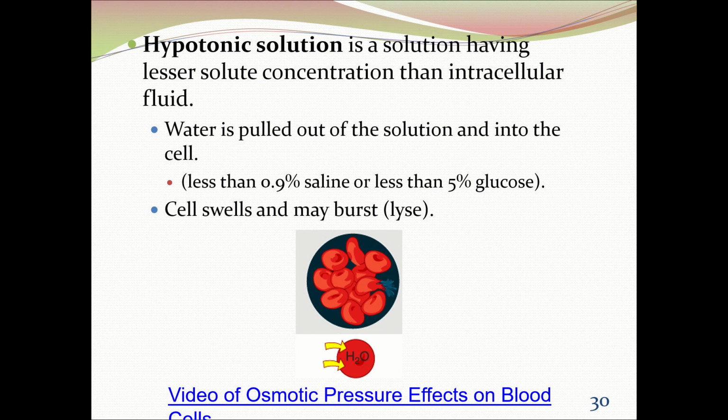A hypotonic solution has less salt than the inside of the cell. Water is pulled out of solution and into the cell as a result. A hypotonic solution is less than 0.9% saline or less than 5% glucose. This cell will swell up as it fills with water and may burst or lyse.